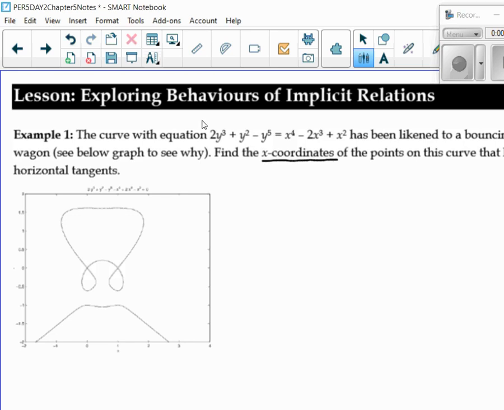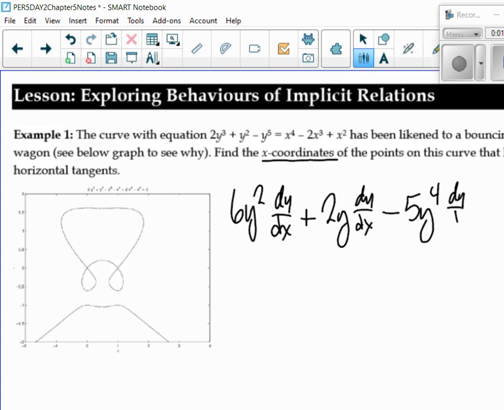So anyways, if I want to find where horizontal tangents are, what do I have to do? Where what equals 0? Yeah, where the first derivative equals 0. So first we have to find the first derivative, thus the implicit relations here. So what is the derivative of 2y cubed? 6y squared dy dx. So then y squared, what's the derivative of y squared? 2y dy dx. And then derivative of y to the power 5.